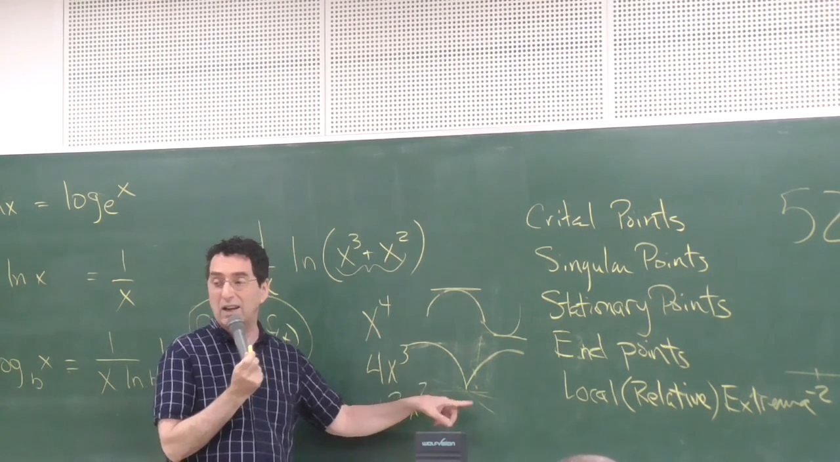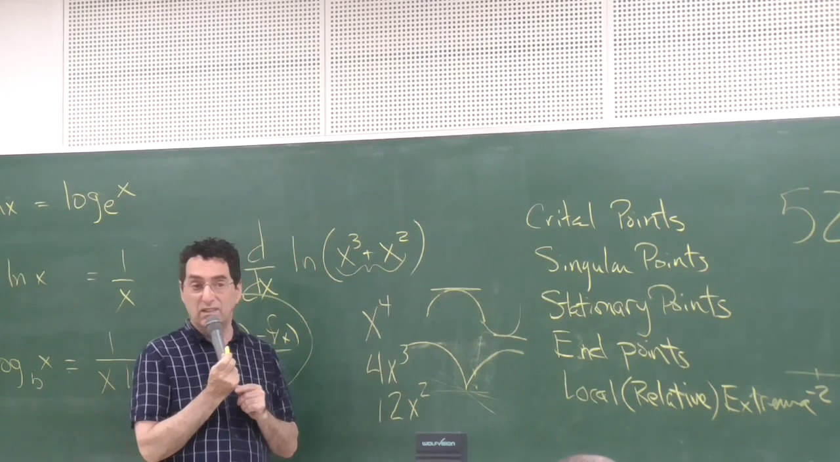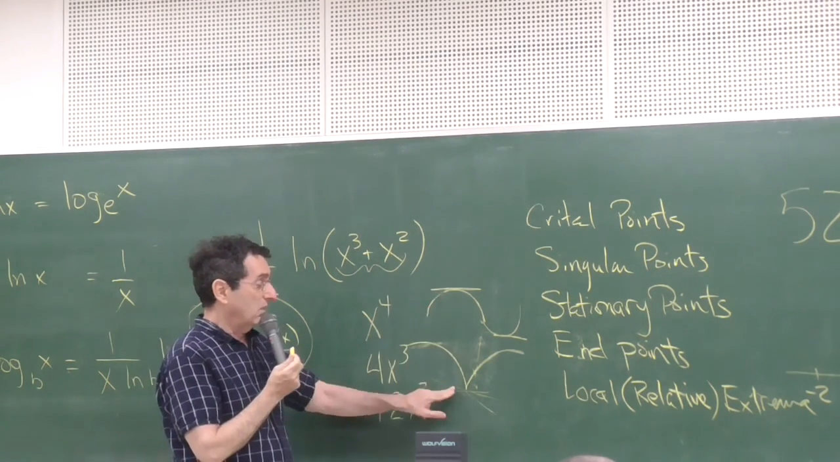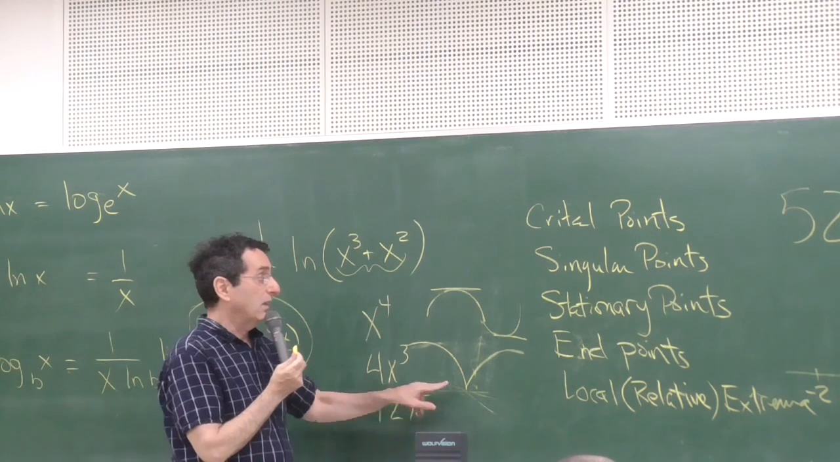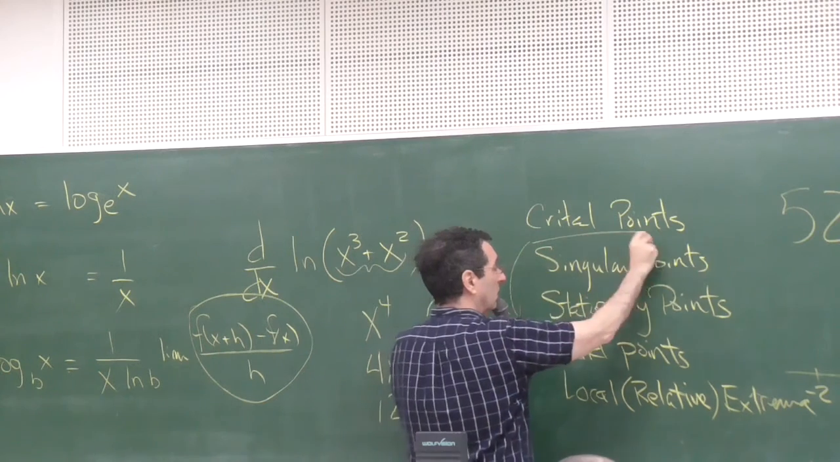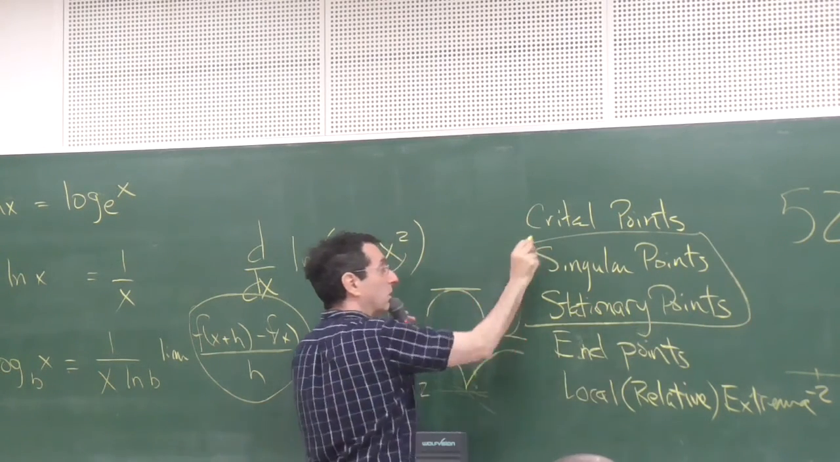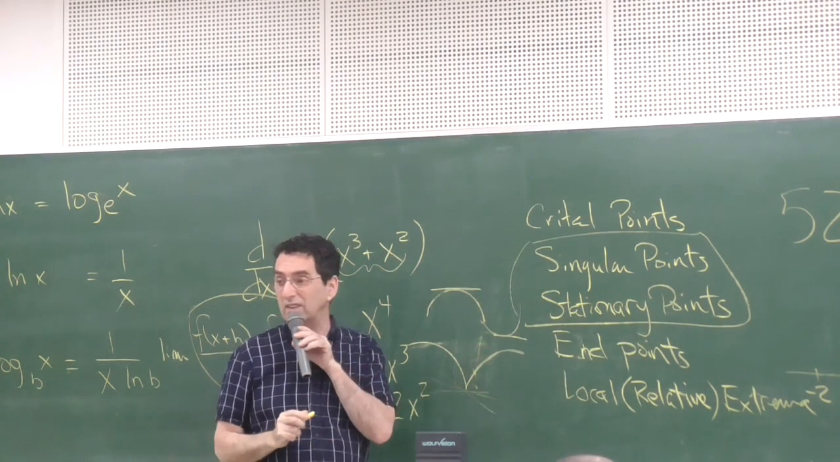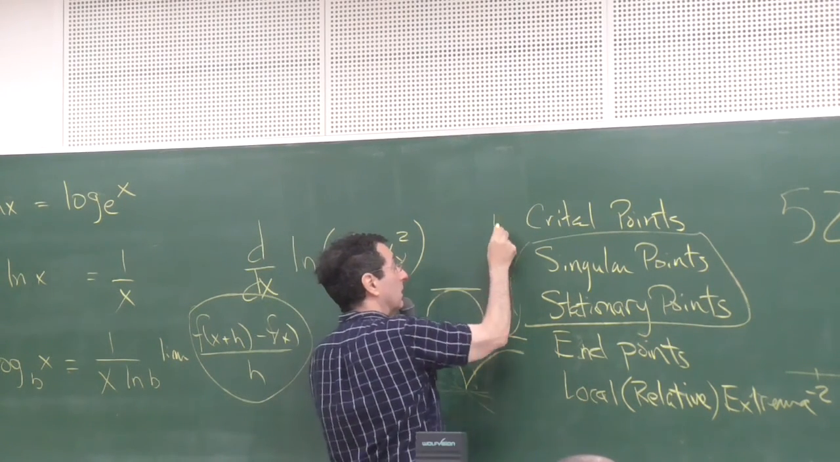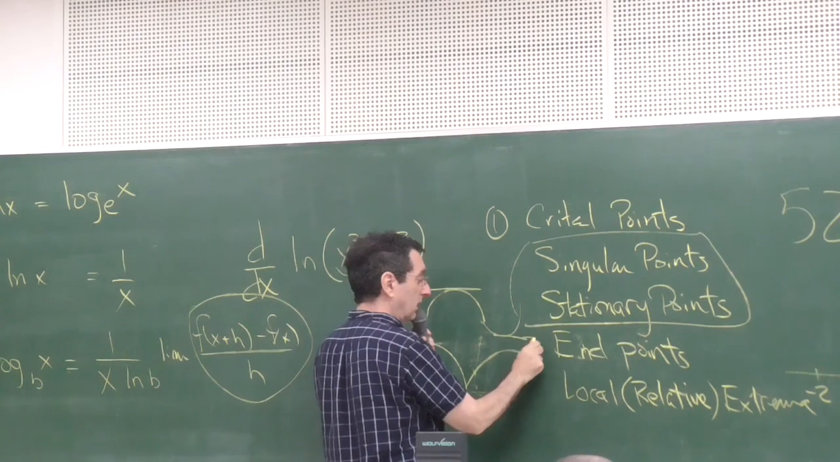So when you have a cusp, that's a singular point. So we have stationary points like this, we have singular points like that, and these two together, I think it's only these two, are called critical points. So the strategy is to find the critical points and to find the endpoints.